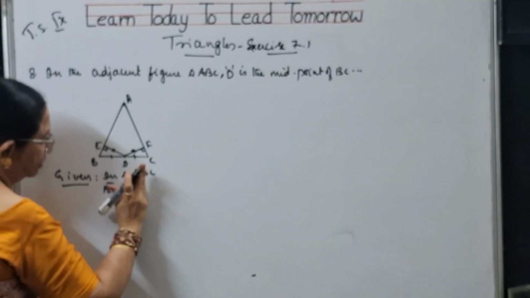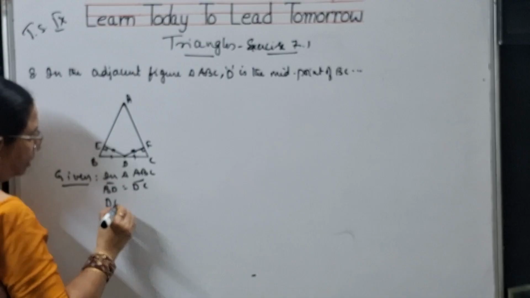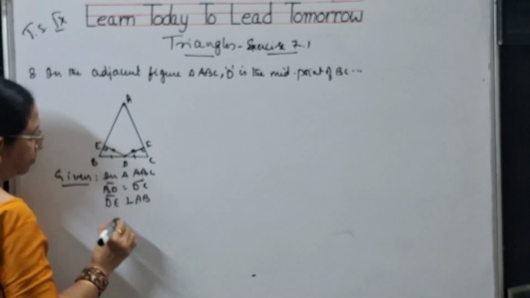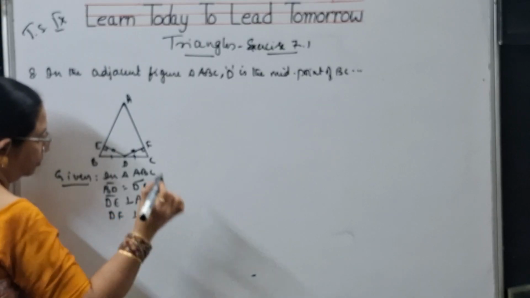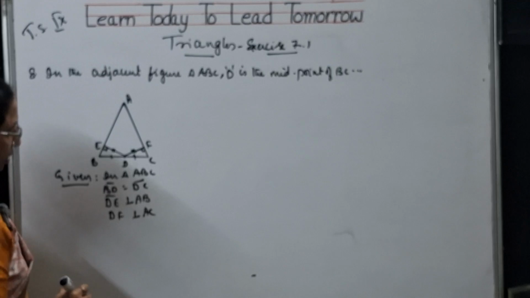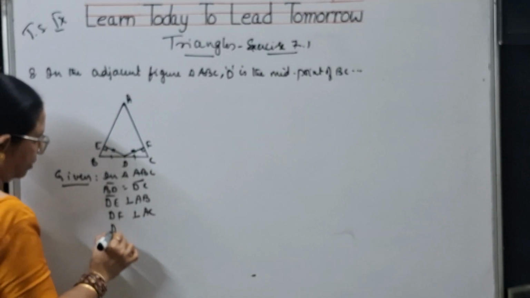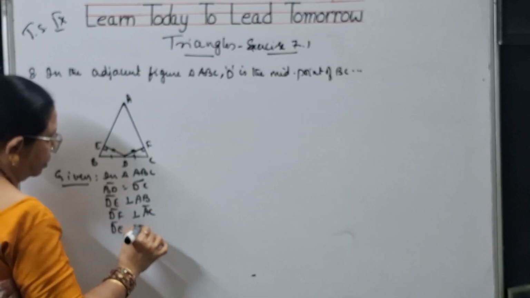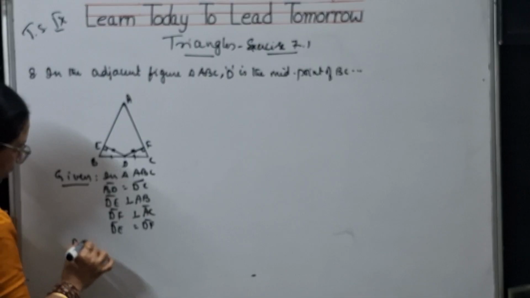BD is equal to DC. This is given to us, and DE is perpendicular to AB. DF is perpendicular to AC. This is given to us. Now the question, and also what else they have given? DE is equal to DF.